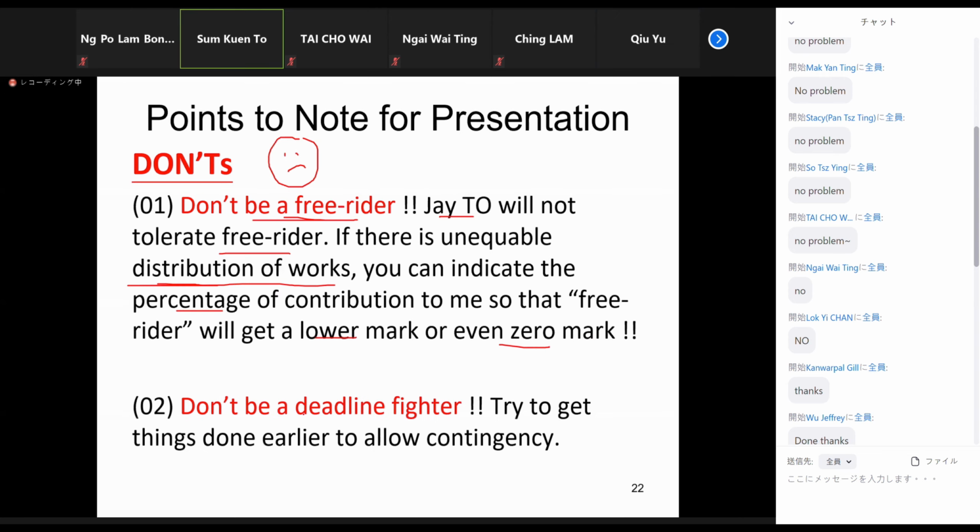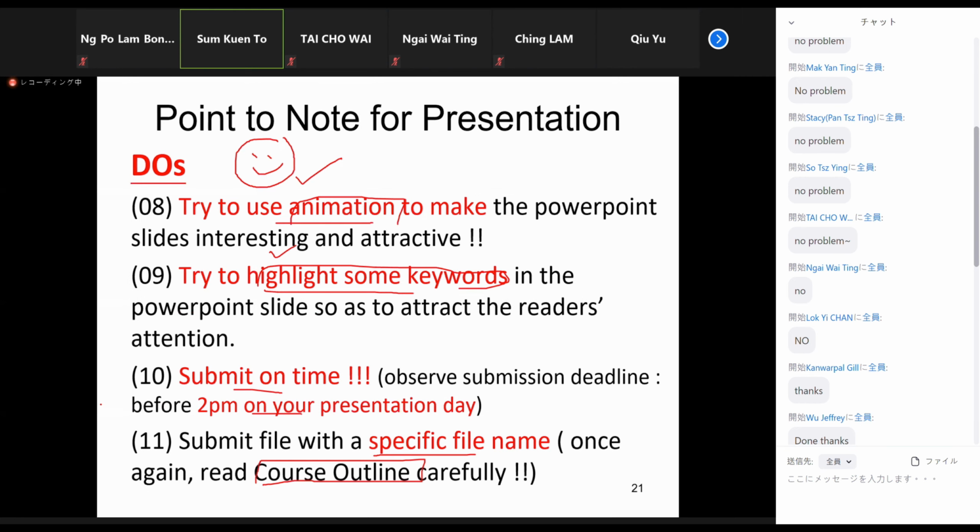And also, don't be a deadline fighter. When I say 2 p.m., submit during that time, before that time. Don't wait until 1:59 p.m. and then end up, it takes time to log on. The traffic may be busy, I don't know, something like that. And then the upload time is 2:01. Rule is rule, regulation is regulation. You already got 10 bucks deducted.